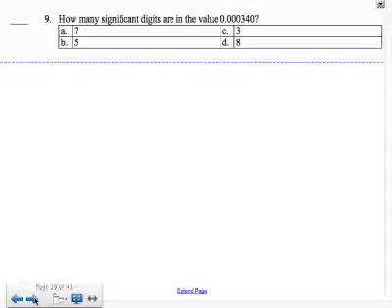Number 9. How many significant digits are in the value 0.000340? Well, we know that none of the zeros to the left ever count, so we start here. 3 and 4, they're non-zero numbers, so those count. And this 0 is a trailing 0 or terminal 0 in a number that has a decimal point, so that counts. The total is 3, which is answer choice C.